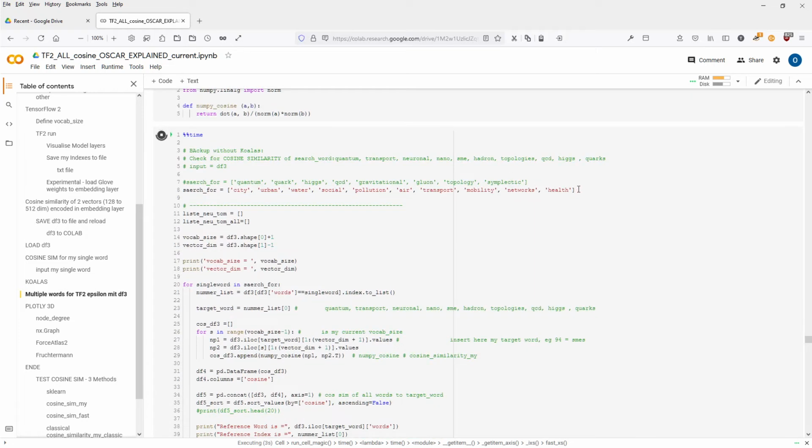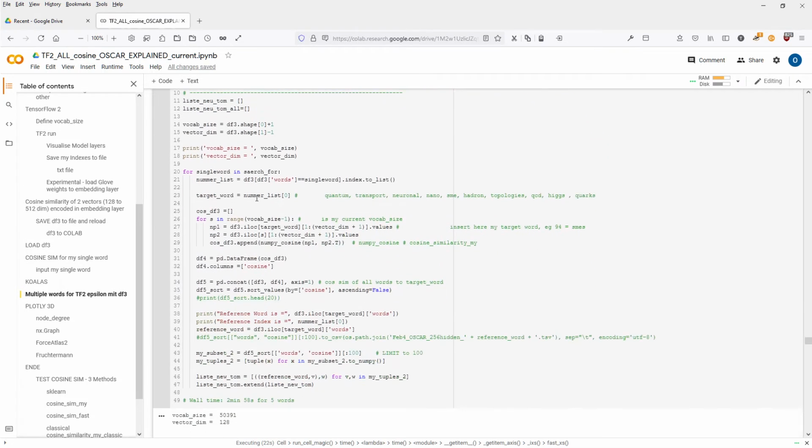You can do it whatever you want. If you see here from my last query, it was about particle physics, high energy physics for CERN, quantum, quark, Higgs, QCD, gravitational gluon topology, symplectics. Whatever words come in your mind, if they're part of the vocabulary, it is very easy.